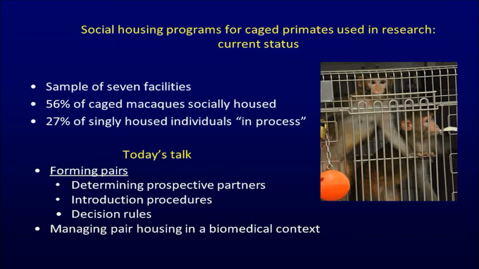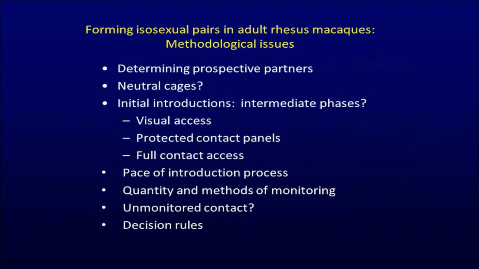and then about managing pairs in a laboratory environment. So first, as far as introducing rhesus macaques to one another, there are an enormous number of methodological issues that we need to get a better handle on so that we can optimize our techniques. I'm not going to even try to touch many of these, both because there's no time and because I don't know anything about some of these. But one of the things I'm going to talk about is determining prospective partners.